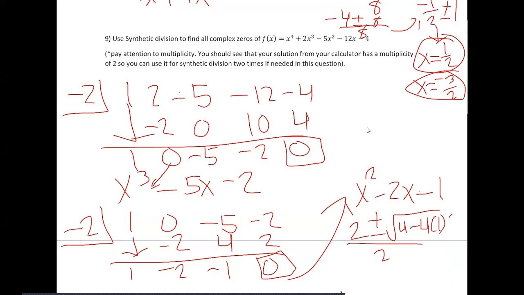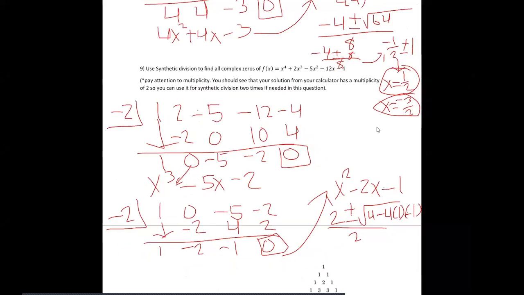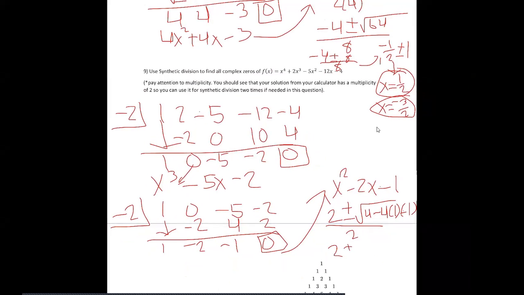-4 times 1 times -1. With your signs, that would really be 4 plus 4. So you're really going to have this 2 plus or minus the square root of 8 over 2. And honestly, you could keep your answer if you like. But if you want to clean it up, especially because you're not getting imaginary solutions, you can clean that up.